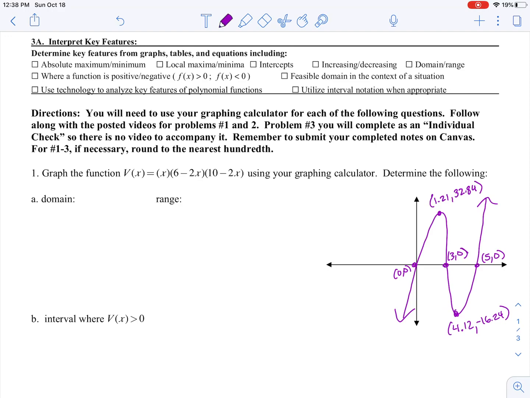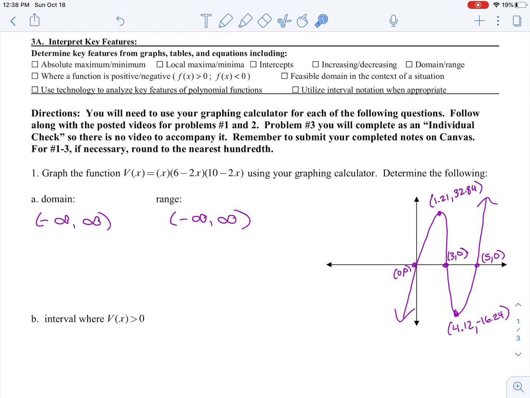So actually for both of these, my domain is negative infinity to infinity, right? All x values are going to eventually be used in this function. And my range is also going to be negative infinity to infinity because all my y values will eventually be used in this function, right? This is going to continue up forever. This is going to continue down forever, so it's going to touch everything.